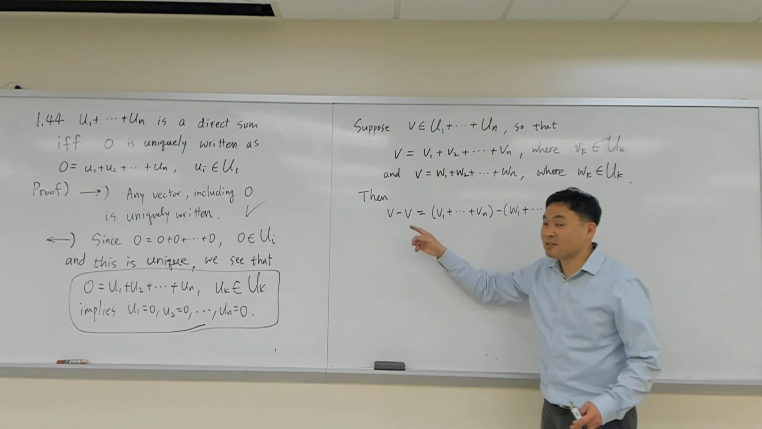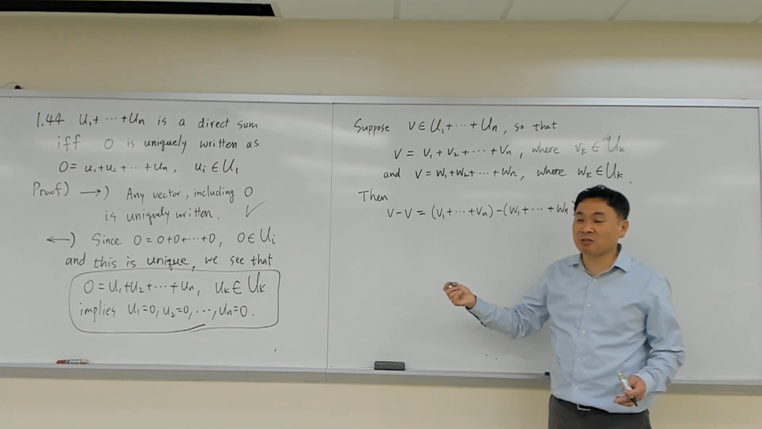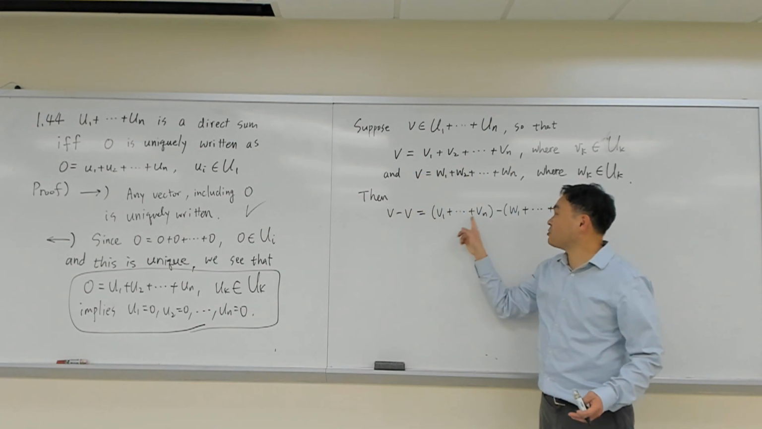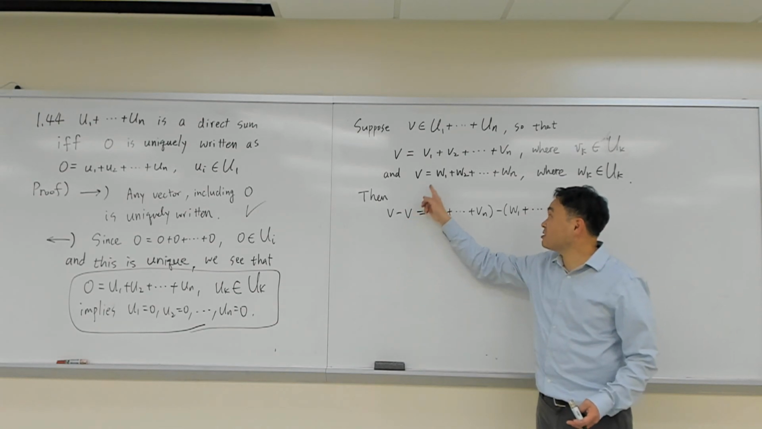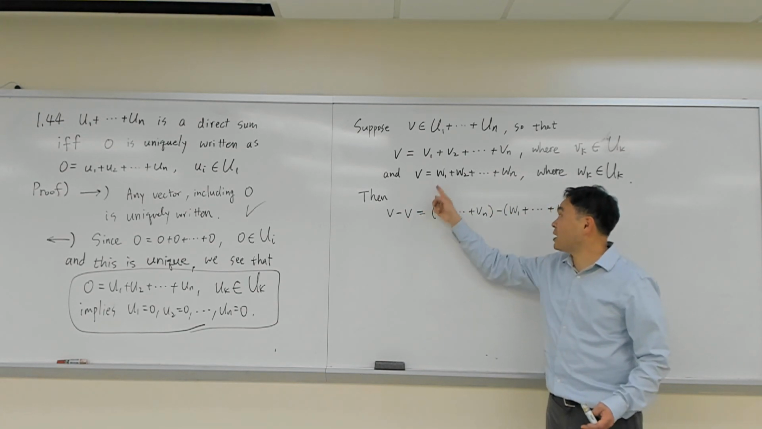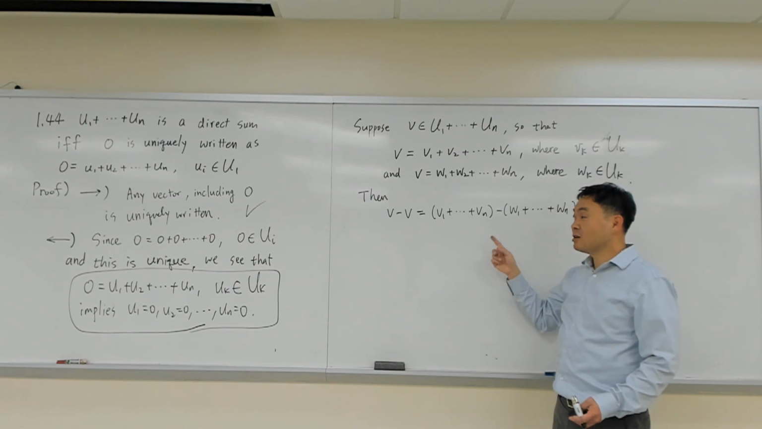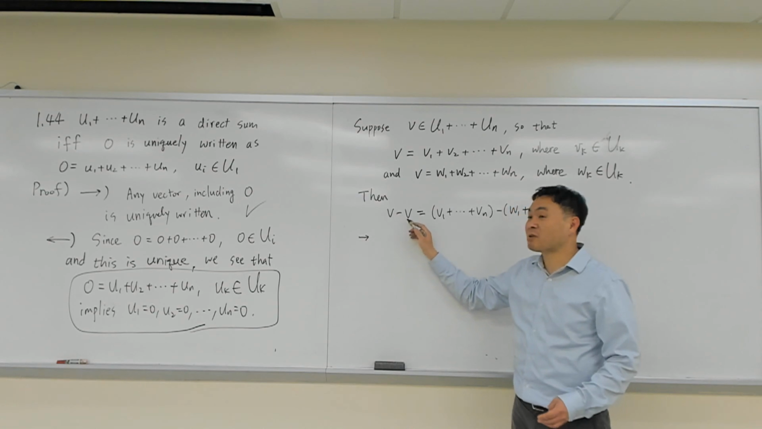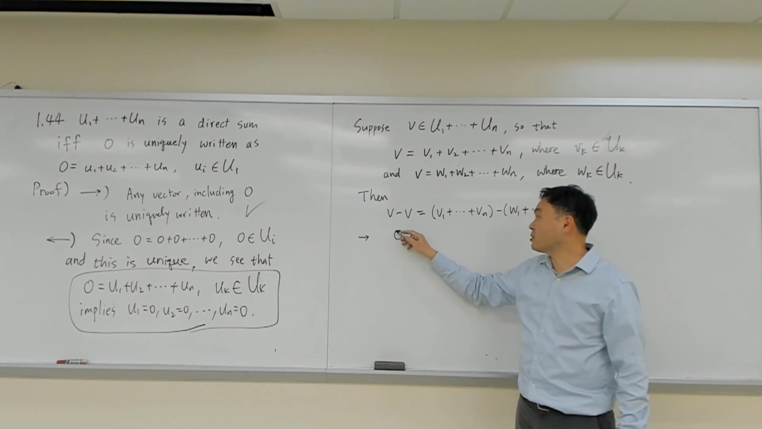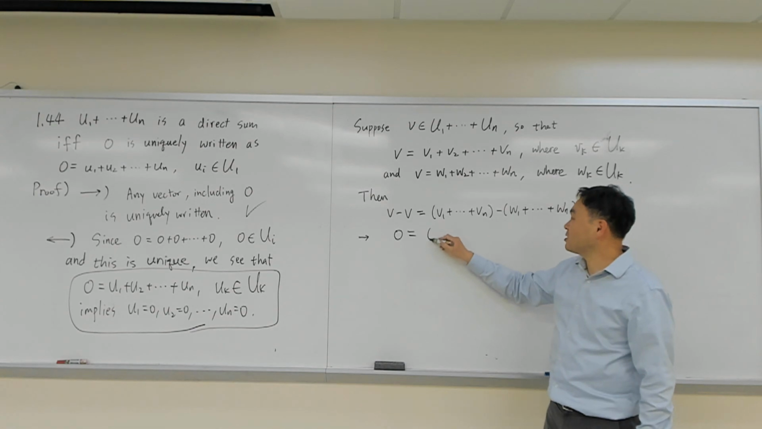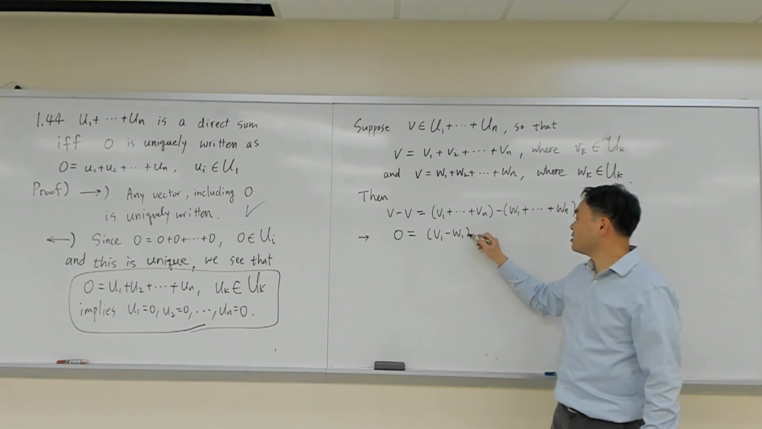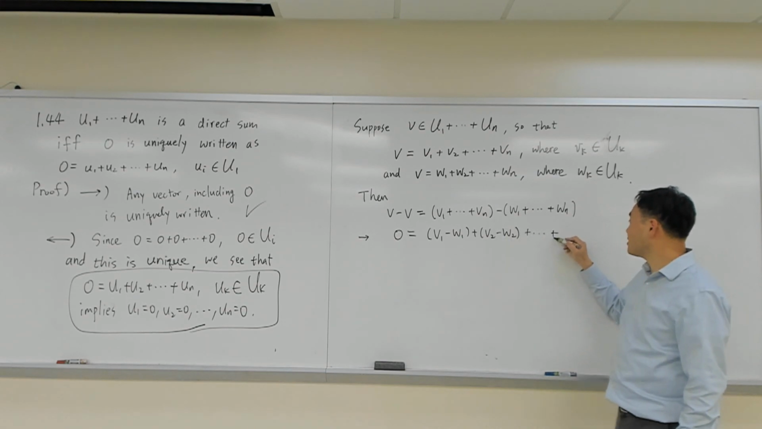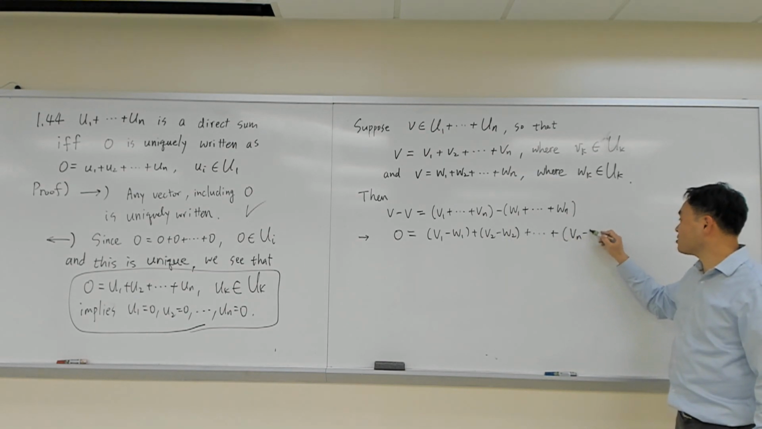V minus V, in math you can substitute any one thing by another if they're equal. So since V is the same as that, I replace this V by this. And since V is the same as this one, I replace V by this other one. But then, I can simplify this. What's V minus V? 0. And I can rewrite this as V1 minus W1, V2 minus W2, Vn minus Wn.